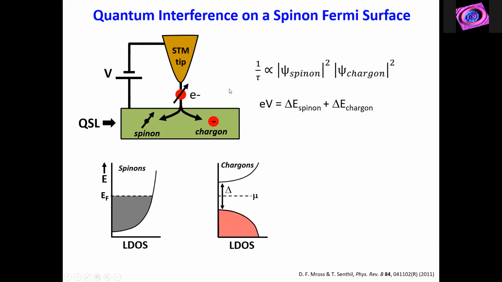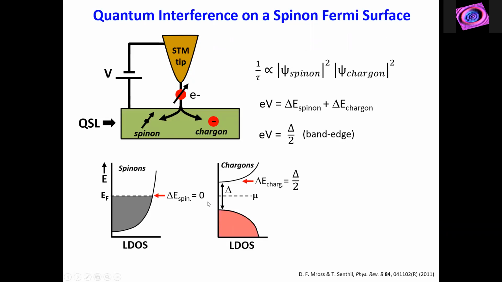So if you bias your STM so that you're tunneling into the band edge of the Mott insulator, which is easy to do, then all the energy of your electron has to go into the chargon, because it costs a lot of energy to make a chargon. You have to overcome this energy gap. And then there's no energy left over for the spinon. It's like, oh no, no energy for the spinon. He gets zero energy, but he still is there.